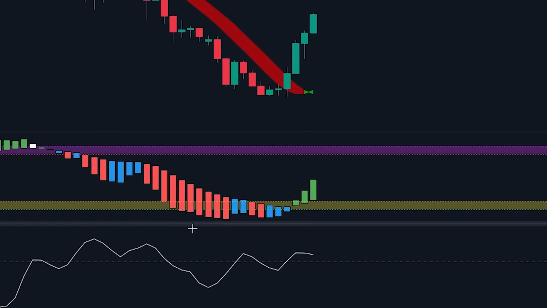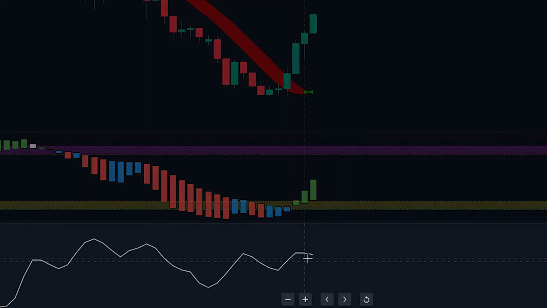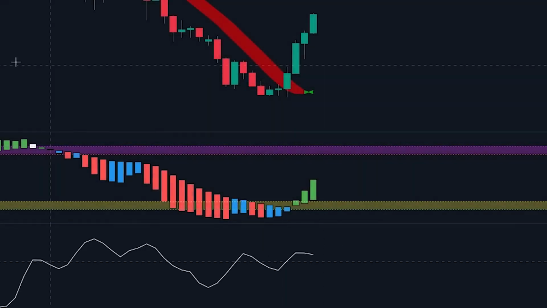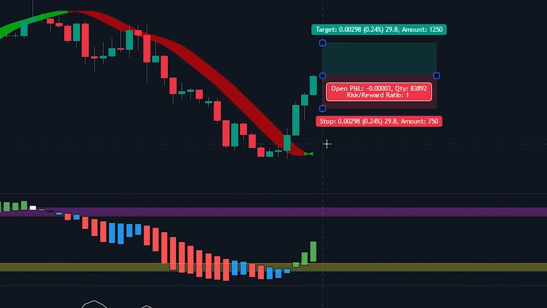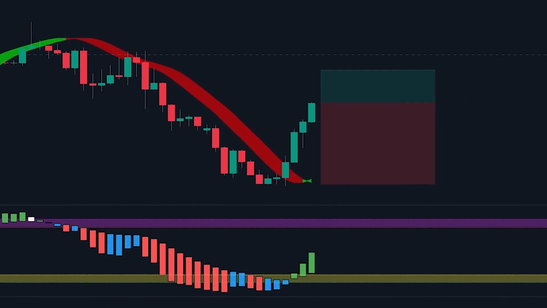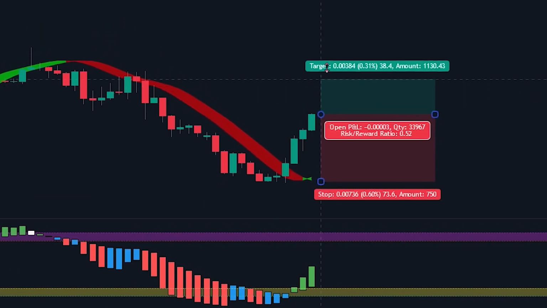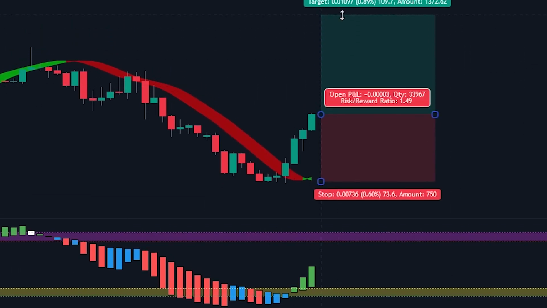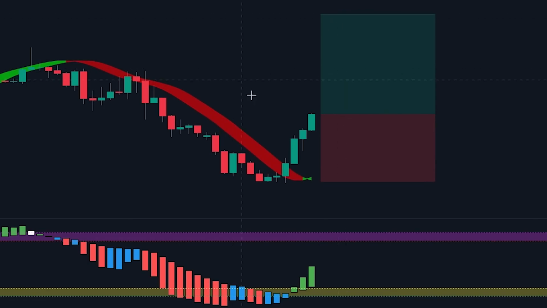To do so, let's take a look at the volume oscillator indicator. As you can see, the volume oscillator is currently above the zero line. This shows us that there is a high chance of there being enough volume to push the price further in the upward direction. Because of this, let's enter into the buy position here. We will be placing the stop loss at the recent swing low. For the take profit, we will be targeting a 1.5 times risk to reward ratio. Now let's see how the trade plays out.